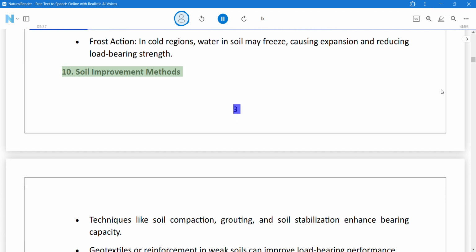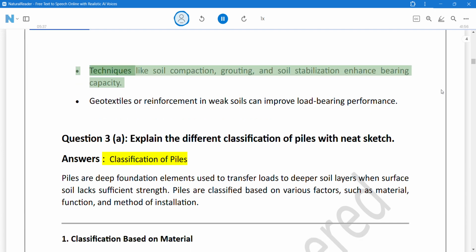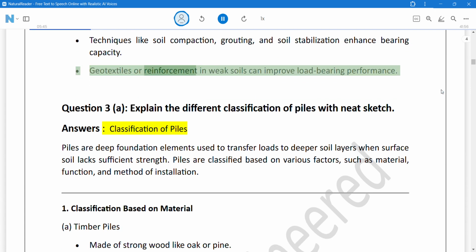10. Soil improvement methods. Techniques like soil compaction, grouting, and soil stabilization enhance bearing capacity. Geotextiles or reinforcement in weak soils can improve load-bearing performance.